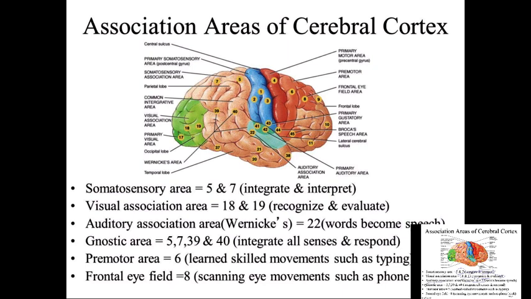The Gnostic area. Well, what does Gnostic mean? It means to know. So 5, 7, 39, and 40 integrate all the senses and allow you to respond. The premotor area is number 6. We see that right here. It allows you to learn skilled movements such as typing. And then the frontal eye field is number 8. It allows you to scan anything that you're reading. The frontal eye field is right here. It's in the frontal lobe.